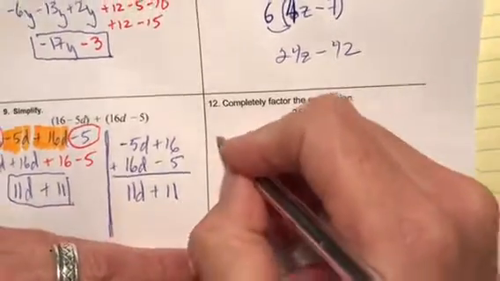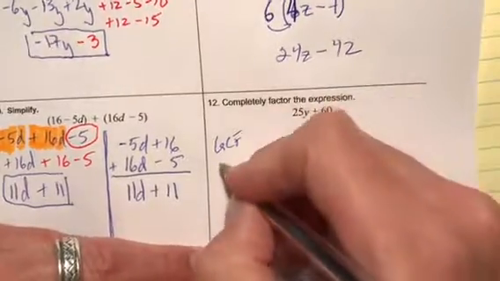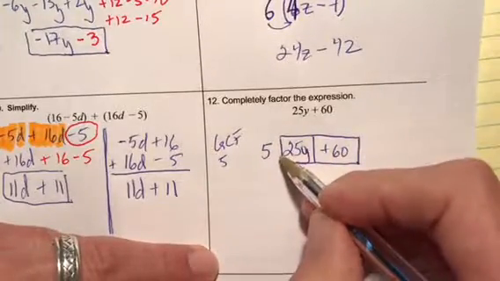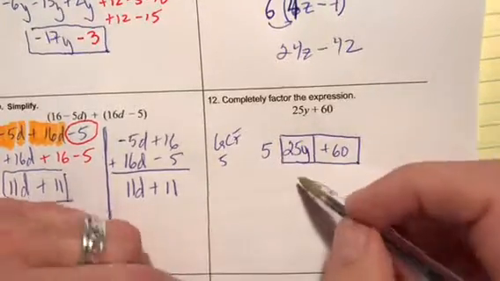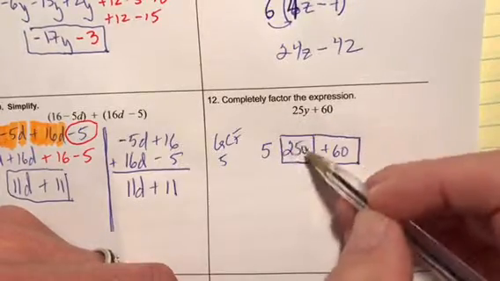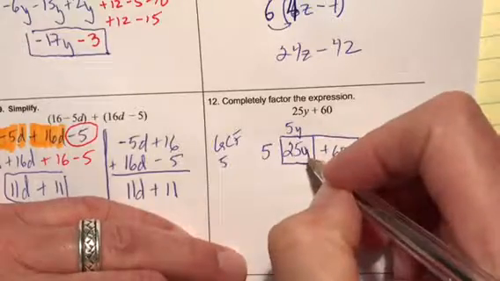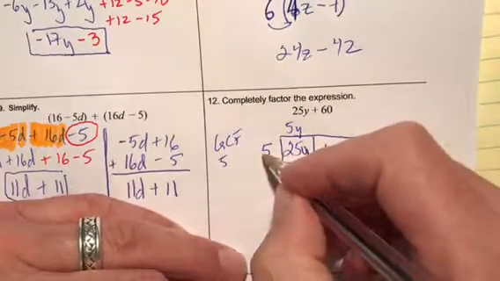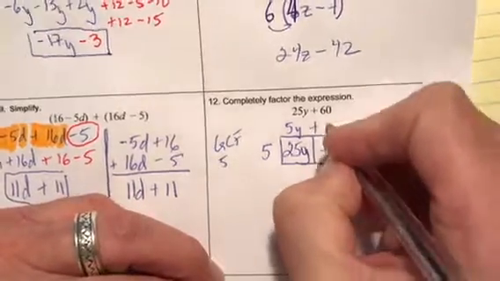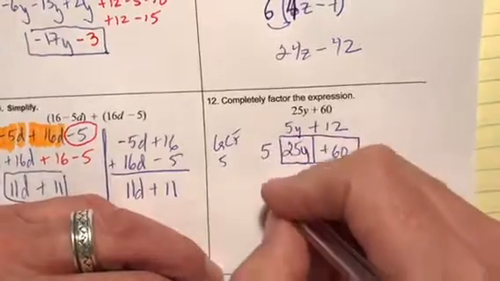Again, though, what's the GCF between 25 and 60? In this case, it's going to be 5. So I'm going to put the 5 right here. That's my GCF. And now I think of it like a multiplication table. So 5 times what gives me 25y? Well, 5 times 5y gives me 25y. And 5 times what gives me positive 60? Well, 5 times positive 12.